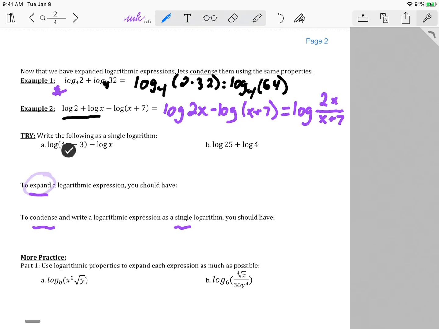Expanding, again, the expanding is you're writing the word log as many times as there are parts. And then to condense, you need to write it as a single logarithm. Single is the key word there.